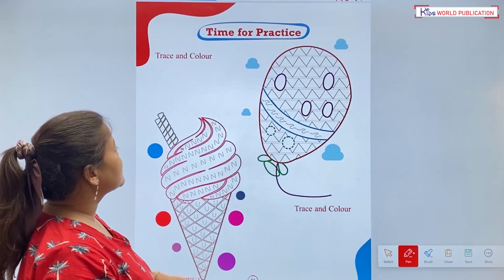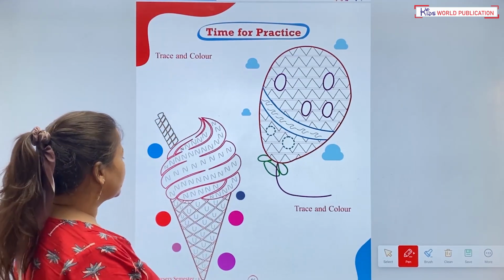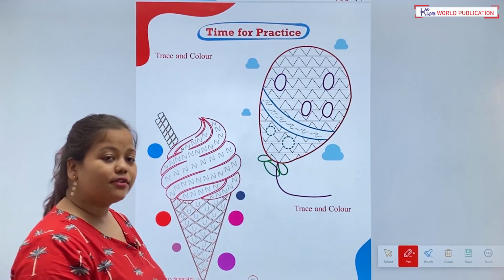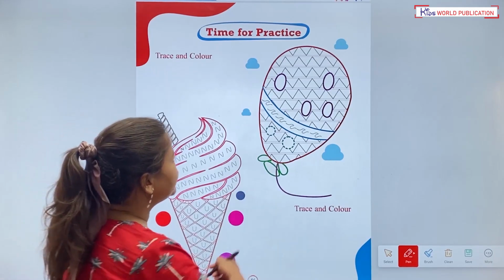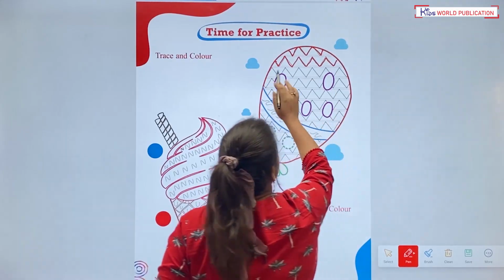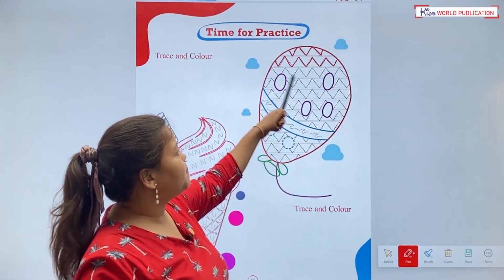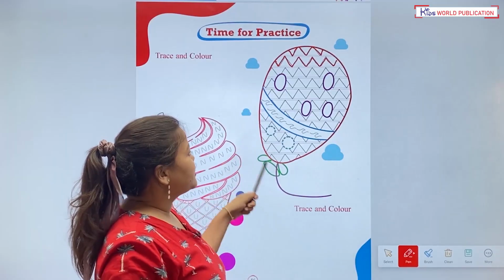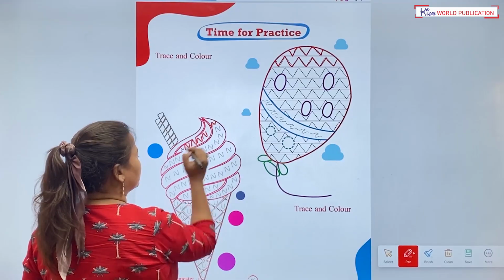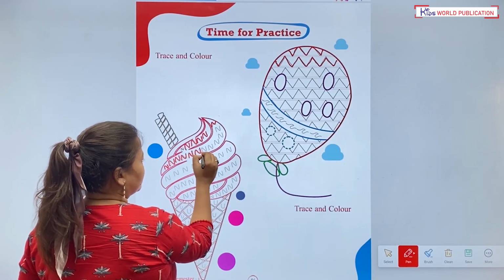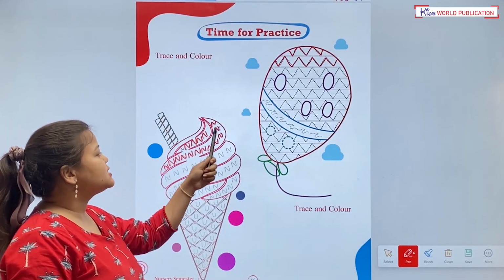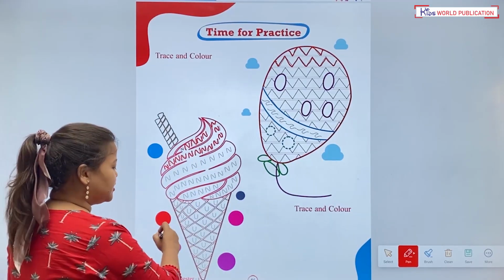Time for practice. Trace and color. So kids, you will trace the given dots and complete the picture and after that you will color it. For example, this is how you will trace the given dots and complete the pattern and after that you will color this picture. So kids, this is how you will trace all the dots and then complete the pattern and color the picture.